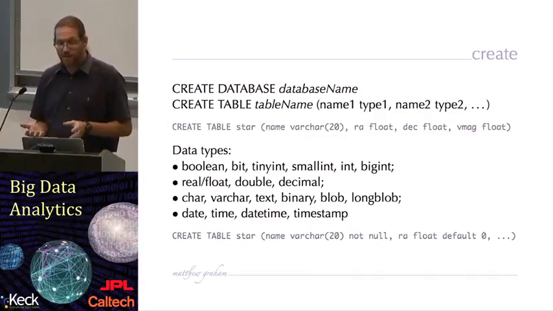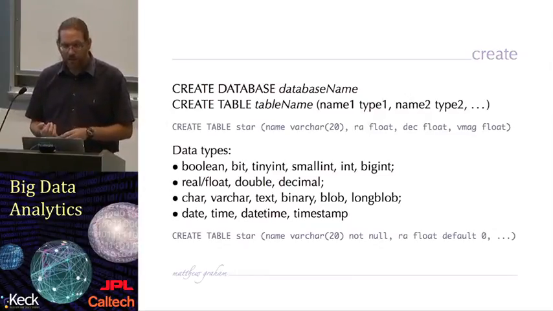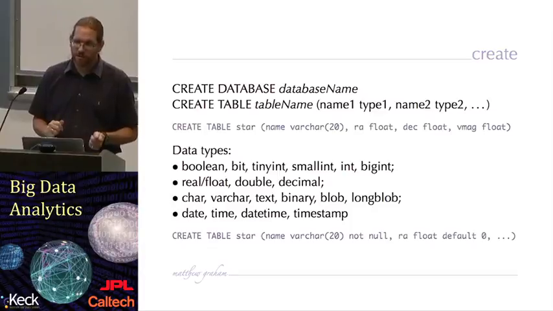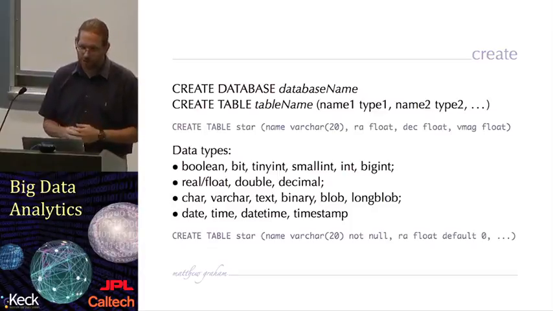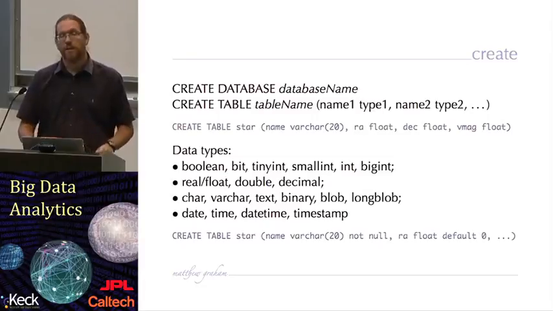A number of data types are supported. I can have Boolean properties, integer properties, real, float, double, decimal. Those can be both 32-bit or 64-bit. There are a variety of string data types depending on the length of my data that I want to support, and then there are typically time and date data types as well that I can put in.